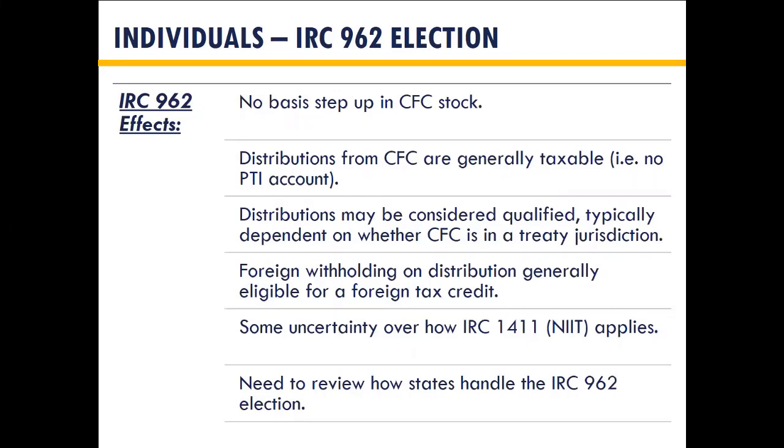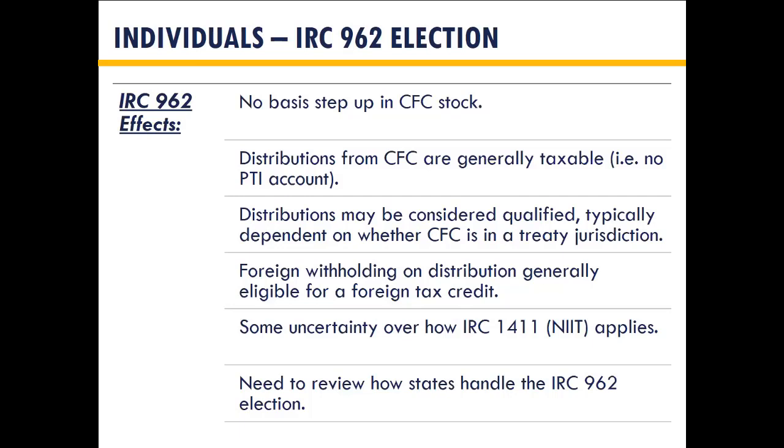Well, if they didn't make the election, they pick up the GILTI income, it's ordinary income, but then they get basis, right? And they get a PTI account. So later on when they receive the distribution, it's not subject to tax again. On the other hand, if they make the 962 election, now they're introducing 2 layers of tax.